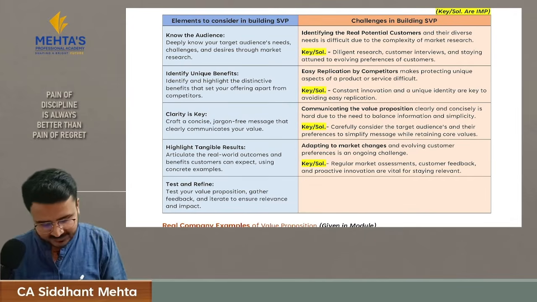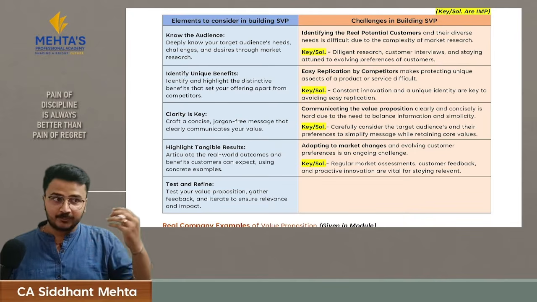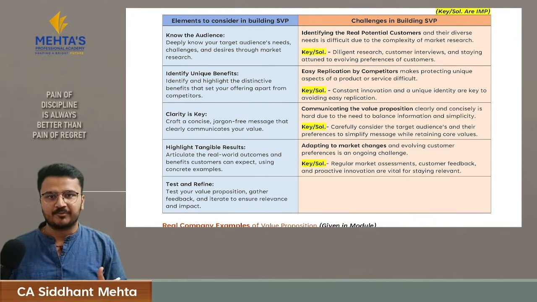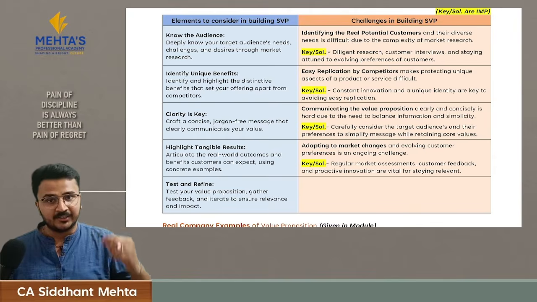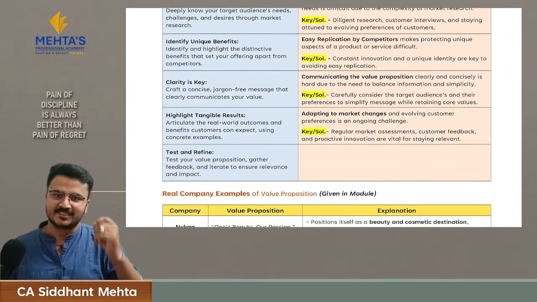And the fourth one is adapting to the market changes and evolving customer preferences, which is an ongoing challenge. This is a very difficult task because you have to keep on adapting. You have to keep on understanding the customer preferences, and based upon that you have to continuously change your product in the market, by which your product becomes customer relevant.